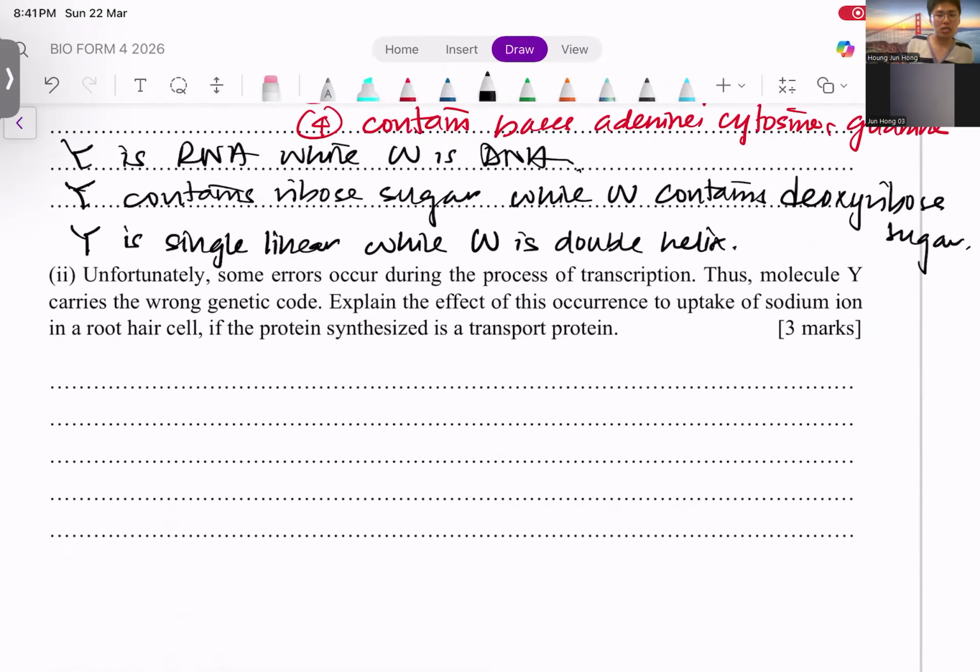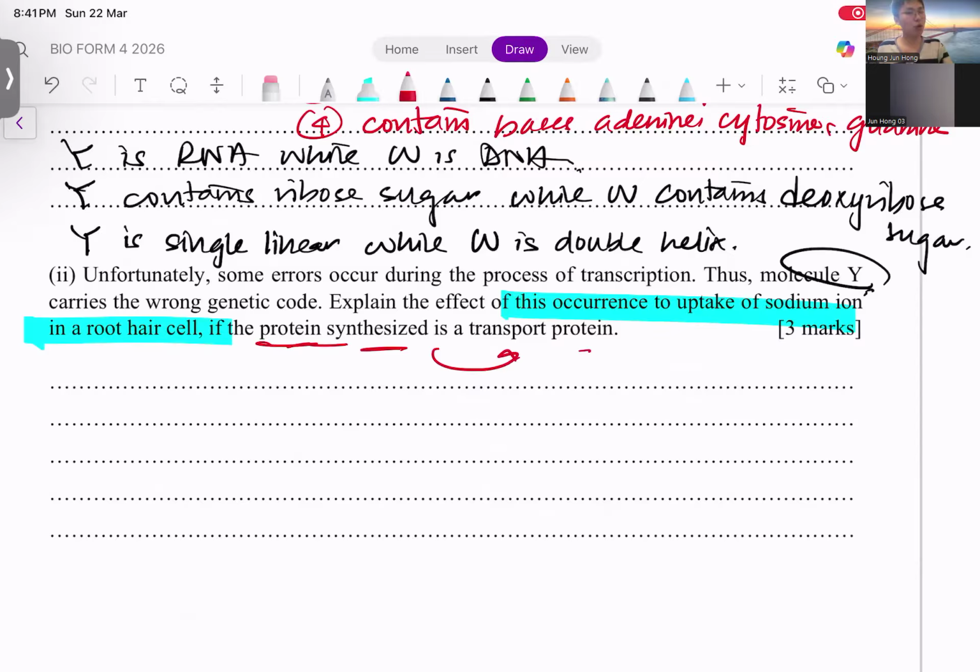Some error occurs during the process of transcription, so molecule Y, the mRNA, is wrong. Then what will happen to the uptake of sodium ion in root hair cell? Suddenly you jump to this. Given that the protein synthesized is a transport protein, meaning you are trying to make a transport protein, but it failed. Does that make sense? Why does it fail? Because of the wrong genetic code.